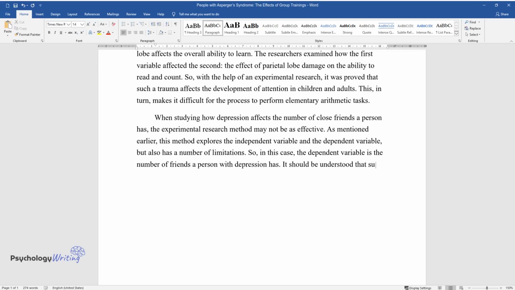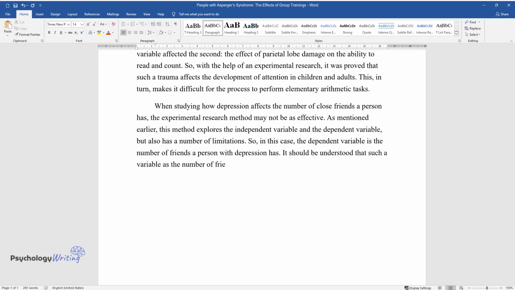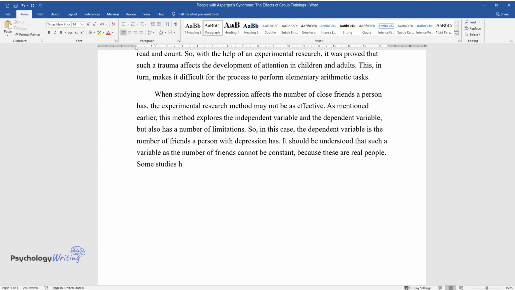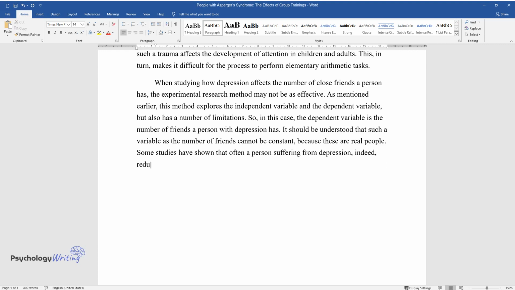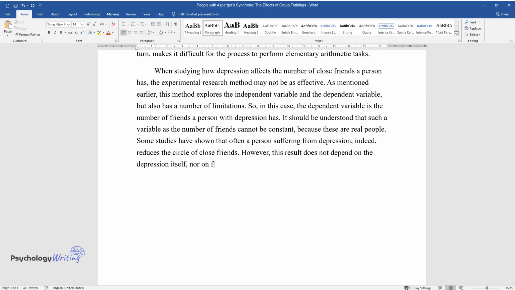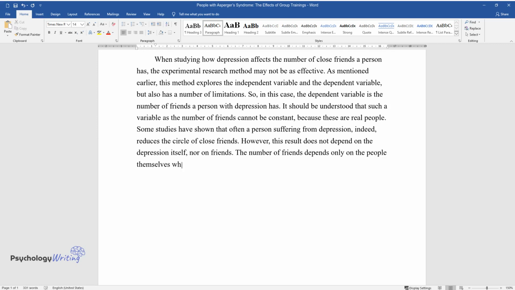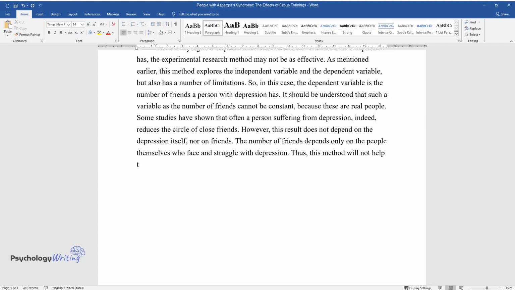It should be understood that such a variable as the number of friends cannot be constant, because these are real people. Some studies have shown that often a person suffering from depression, indeed, reduces the circle of close friends. However, this result does not depend on the depression itself, nor on friends. The number of friends depends only on the people themselves who face and struggle with depression. Thus, this method will not help to identify the dependence of the presence of depression on the number of close friends.